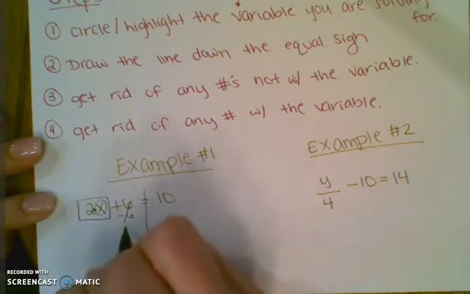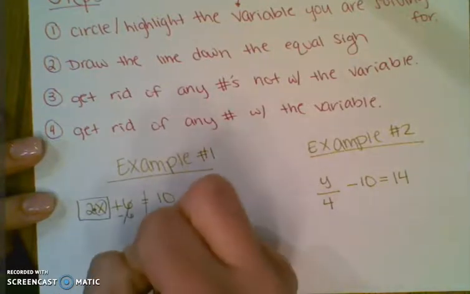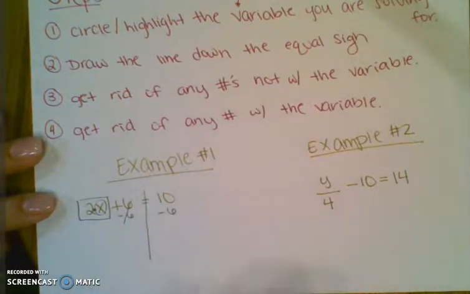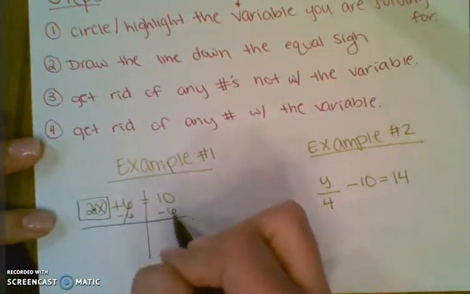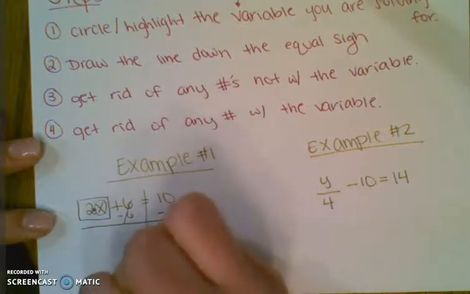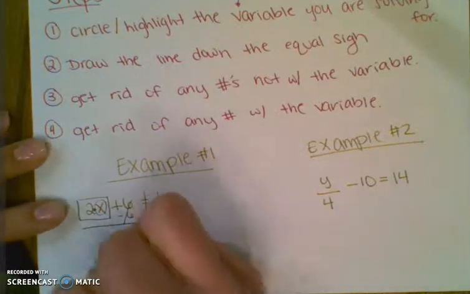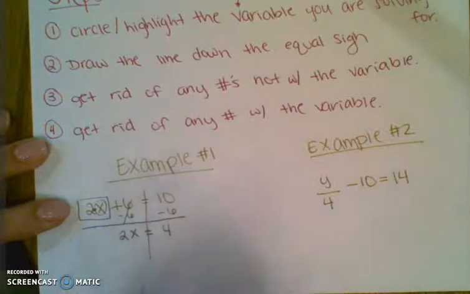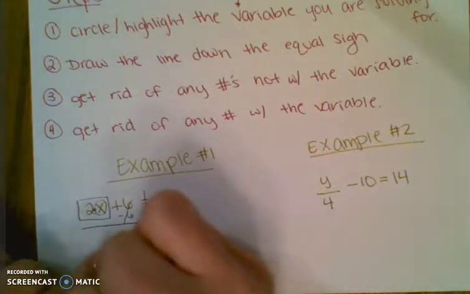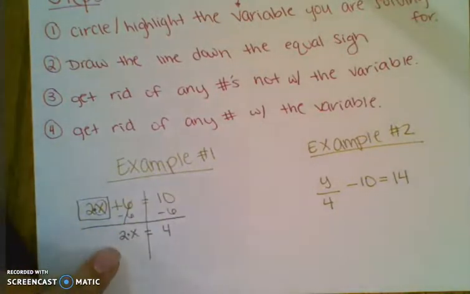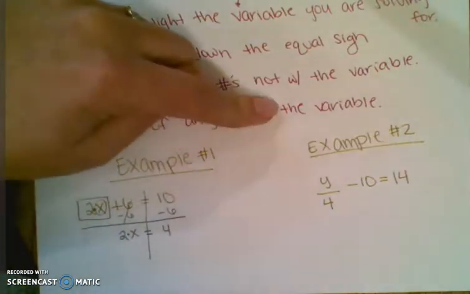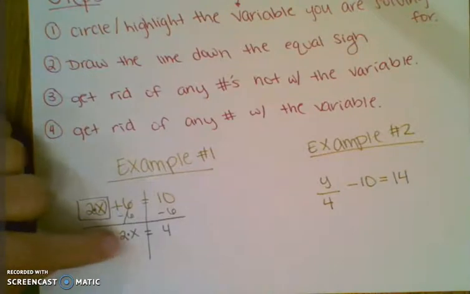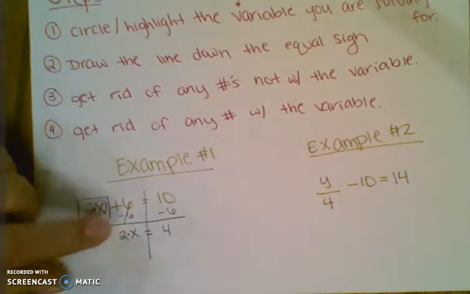But whatever you do to one side, you have to do to the other. I have to also subtract 6. So 10 minus 6 is 4. And then my 2x is still here. Okay, so this is, remember, 2, a little dot, because that means times x. Get rid of any number with the variable. Okay, so this 2 is with the variable. They're friends, but I need to get rid of it.